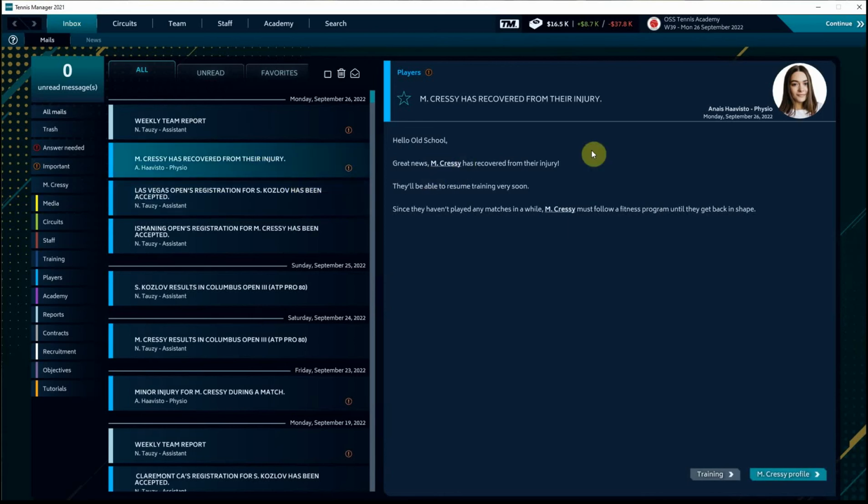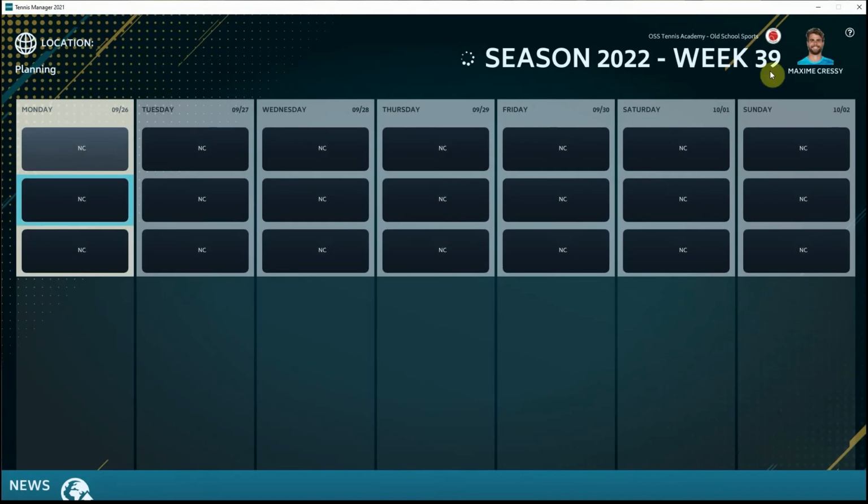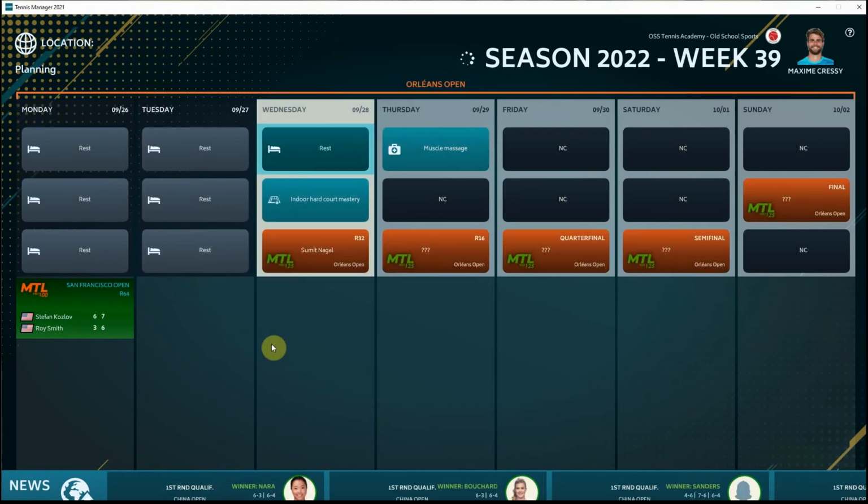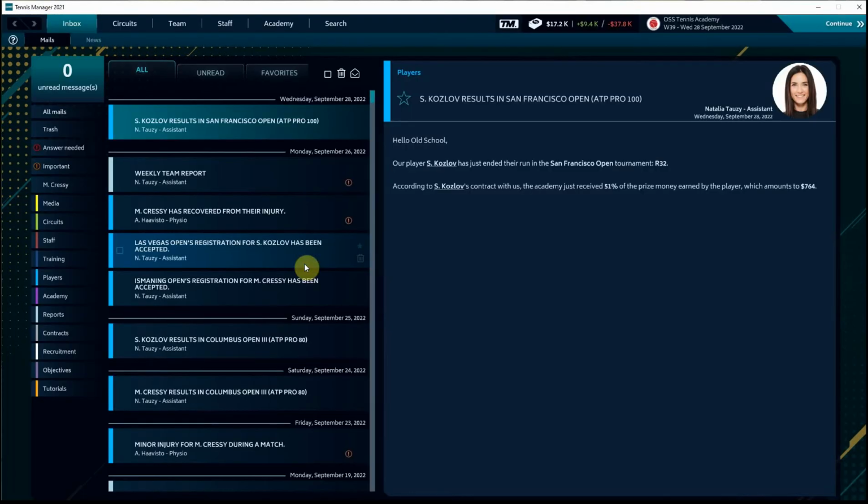Fortunately, Maxime did recover relatively quickly from his injury, so hopefully there won't be any lingering effects when he begins to play at his tournament this week. You can see that Stefan is at a 100 level in San Francisco this week. Maxime going to be at a 125 level, the Orleans Open.